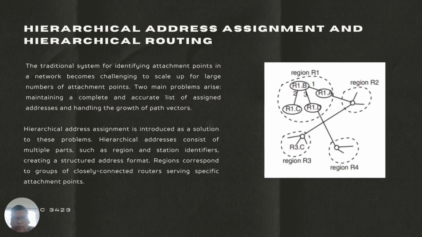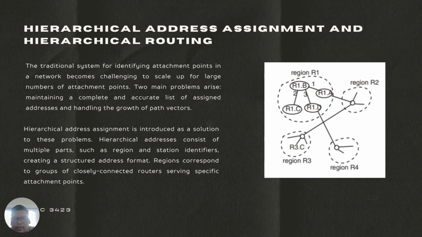For the next subtopic, we have hierarchical address assignment and hierarchical routing. The traditional system for identifying attachment points in a network becomes challenging to scale up for a large number of attachment points. Two main problems arise: maintaining a complete and accurate list of assigned addresses and handling the growth of path vectors. Hierarchical address assignment is introduced as a solution for this problem.